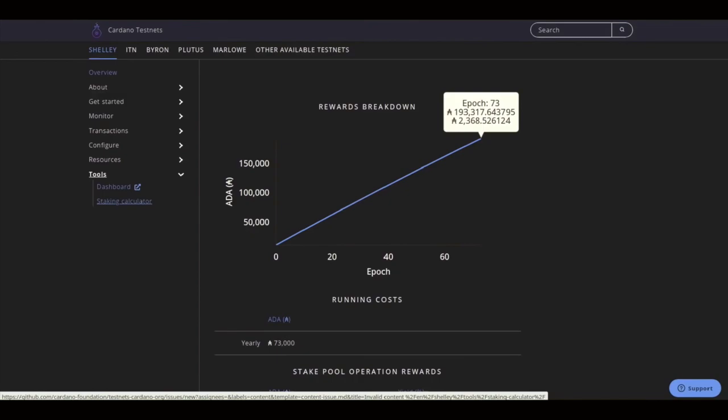This sounds very high, and it is. The reason for that is that the pre-selected parameters for this case are quite unrealistic. The pledge of 10,000 ADA is extremely low. The margin of 3% is very high. And it is assumed that the pool under these conditions is fully saturated. So even though the pledge is so low and the margin is so high, this pool would have to attract full saturation in delegation in order to be so successful.